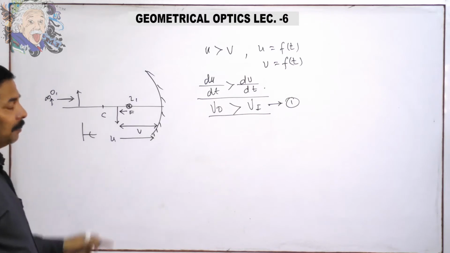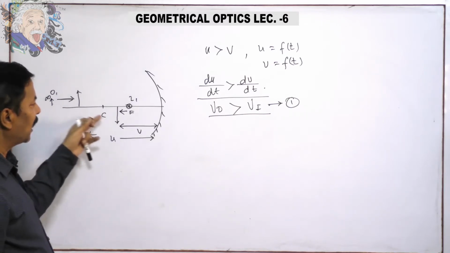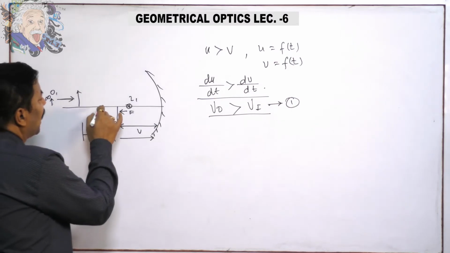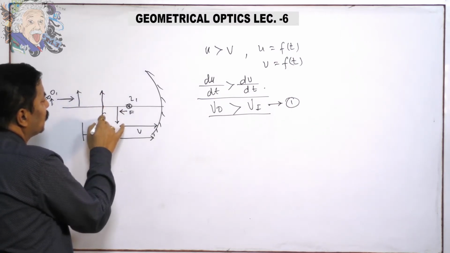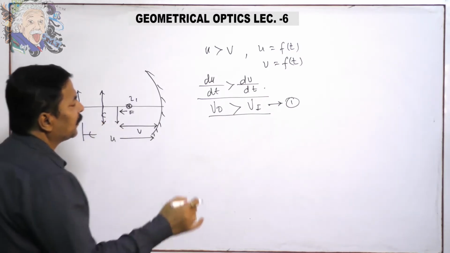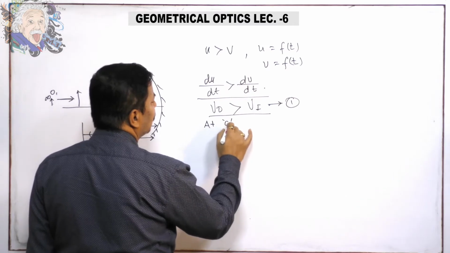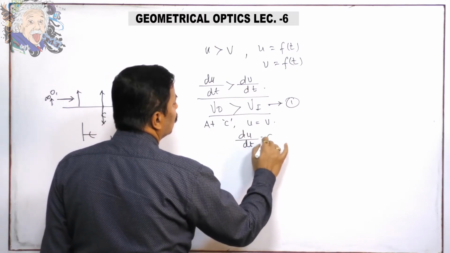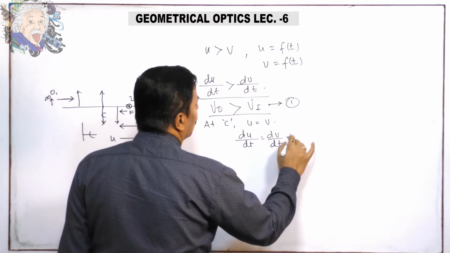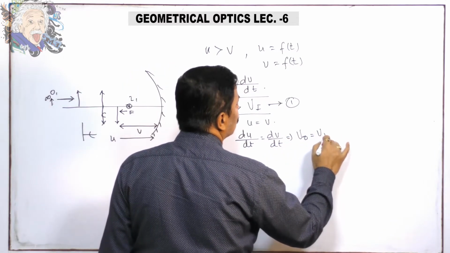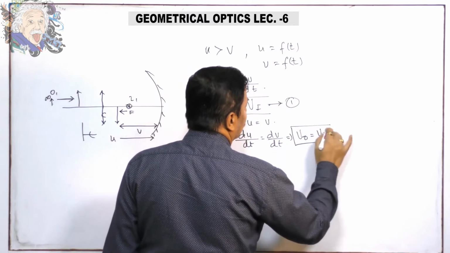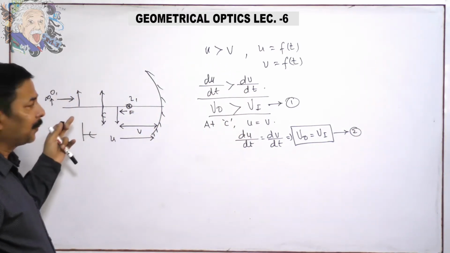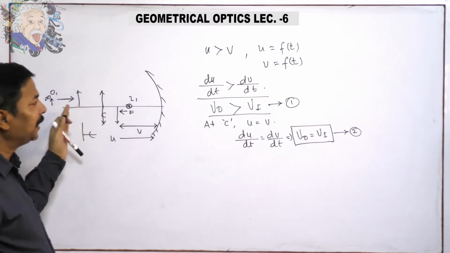Now, magnitude wise, you have seen the direction, it is moving in this direction, direction is negative. Next thing is, if the object has reached at center of curvature, image is also formed at center of curvature. At center of curvature, at C, u is equal to v. So du by dt is equal to dv by dt. That means velocity of object is equal to velocity of image. Magnitude wise, remember, repeatedly I am telling about the magnitude, because direction is opposite. Object will be going in this direction and image will be going in this direction.